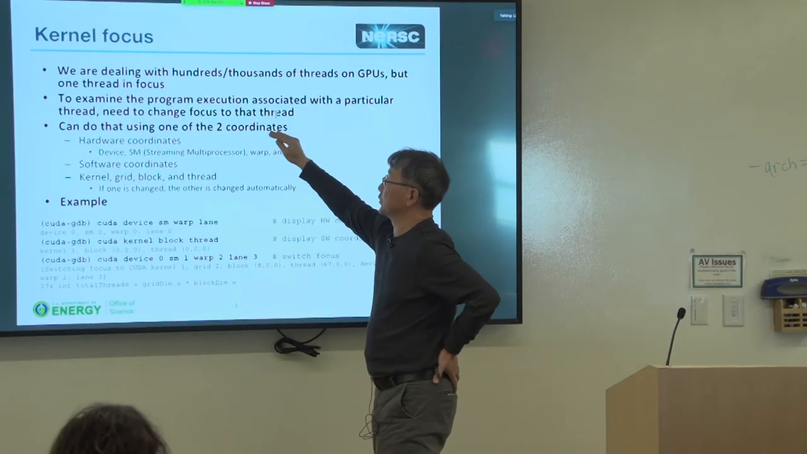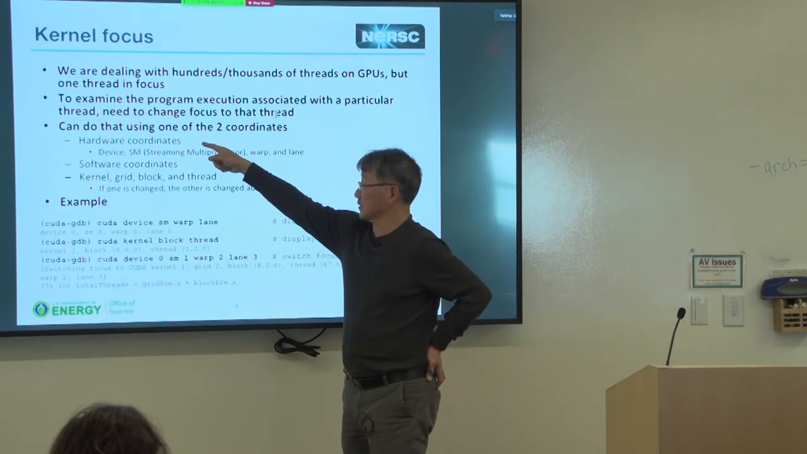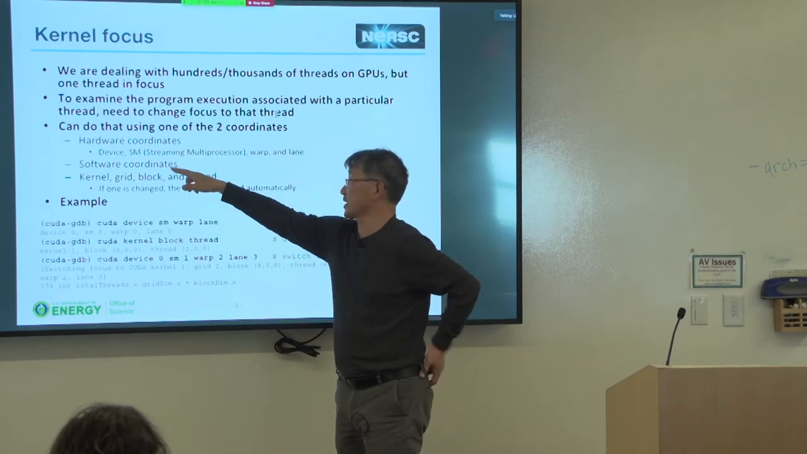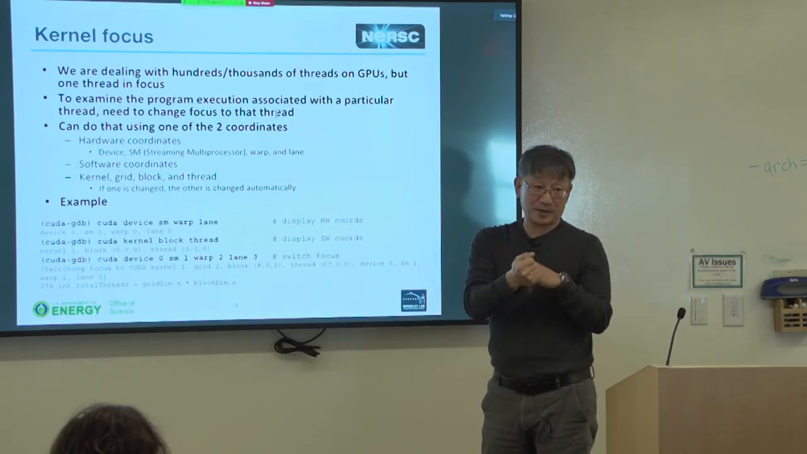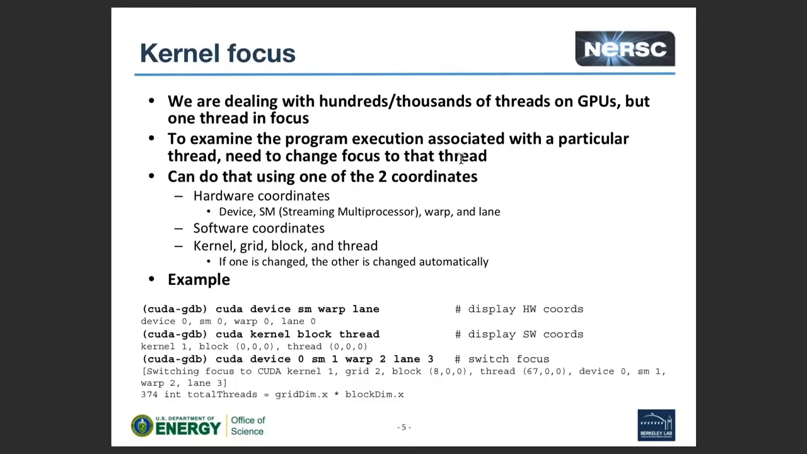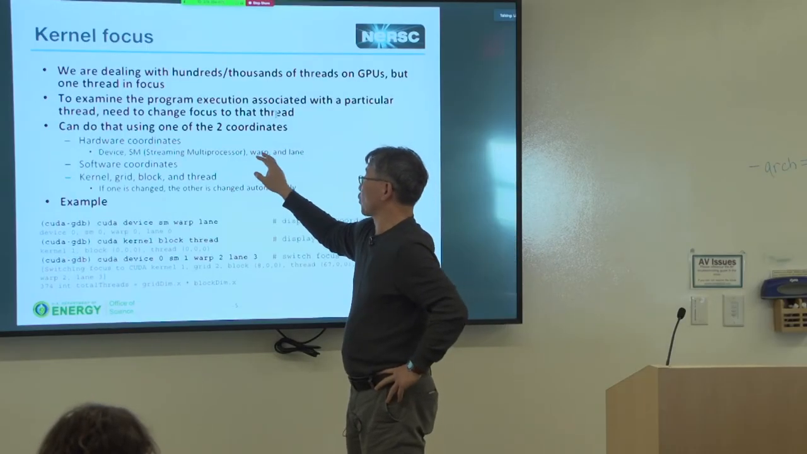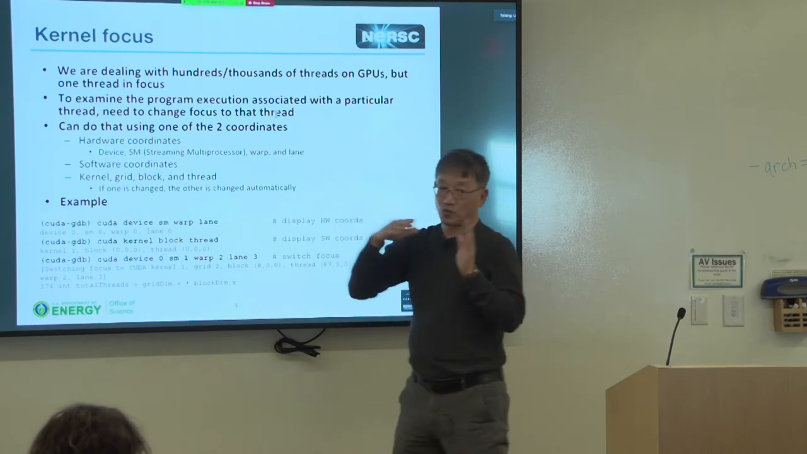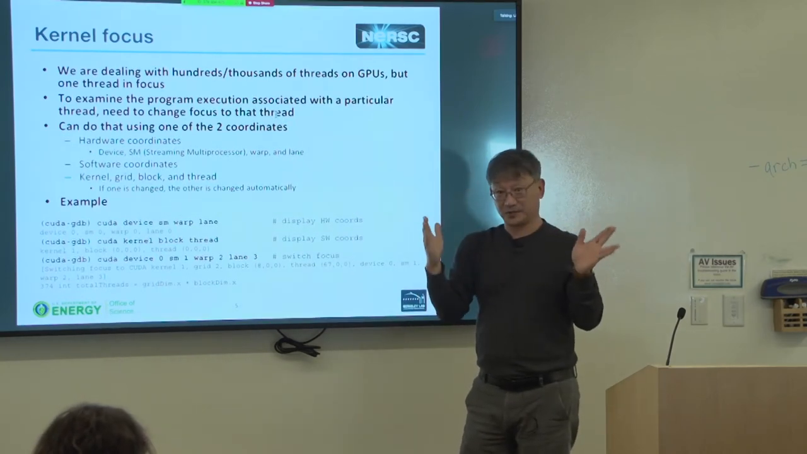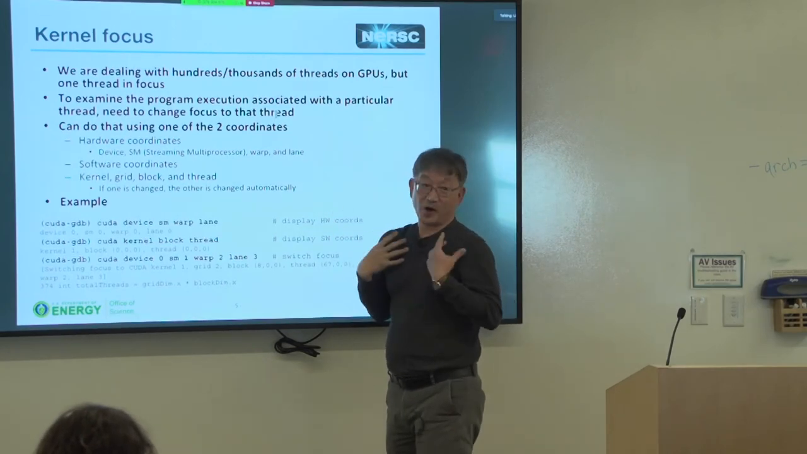To go to a different thread, you can use either hardware coordinates or software coordinates. Hardware coordinates are like a device. We have 8 GPUs on a single node, so if you are using one GPU, you have just one device. On Volta, we have 80 SMs, streaming multiprocessors. In the SM we have a warp, which is a group of 32 threads, and the lane means which of these 32 threads I'm on.